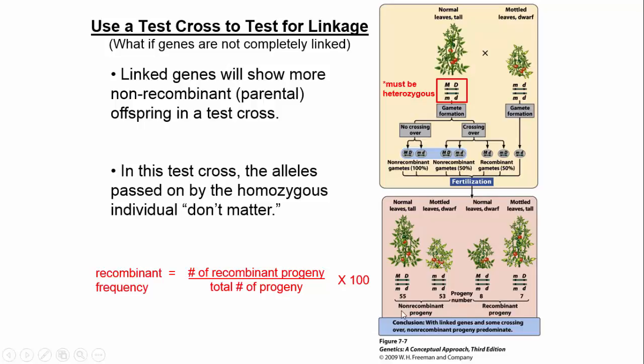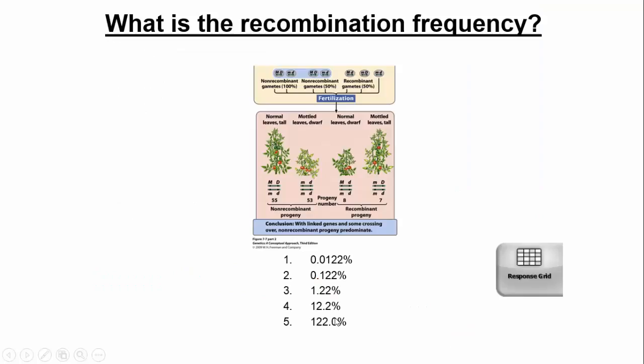So what is this? This is 55. This is 108 plus 15. 15 is 123, okay? So 15 divided by 123 times 100, and that's going to give you something called the recombination frequency. So which of those would it be here? If you add that up and you sort of guesstimate, it'd probably be number 4, 12.2% recombination frequency, or percent recombination.